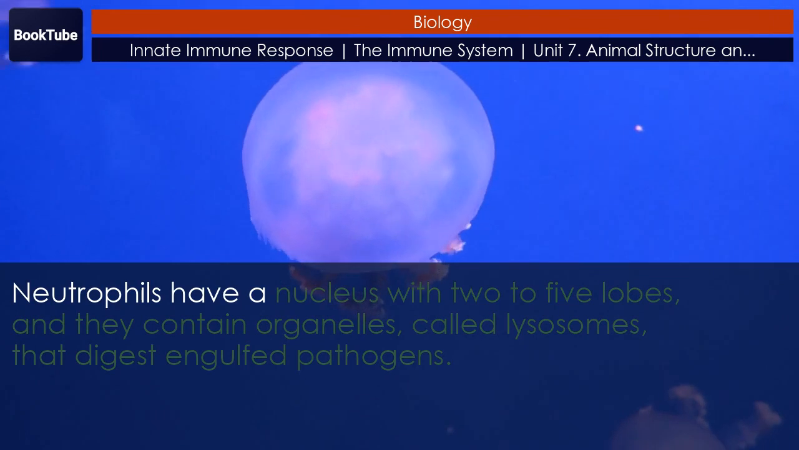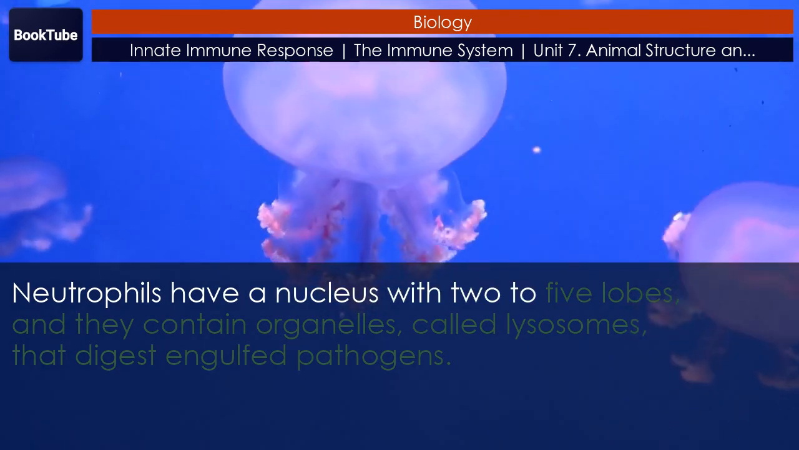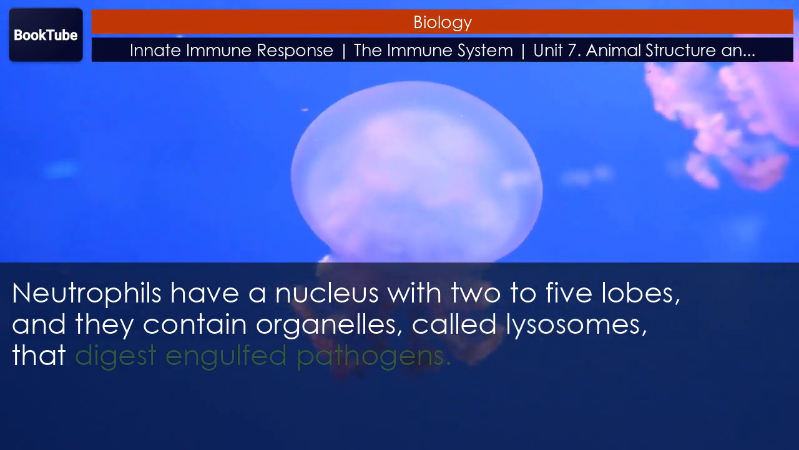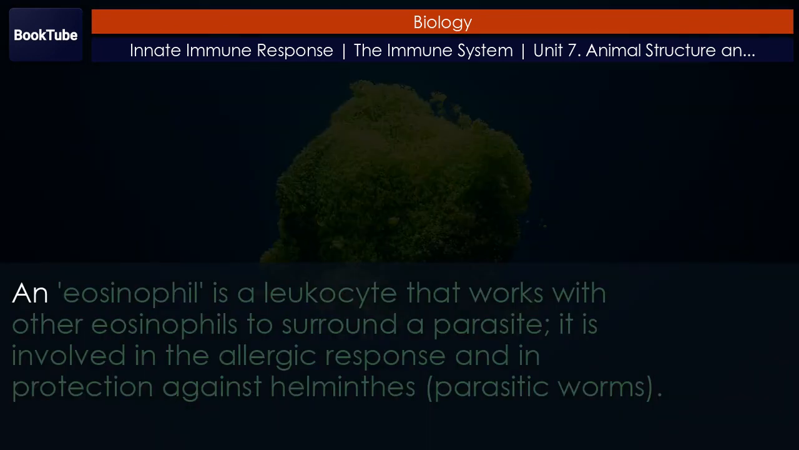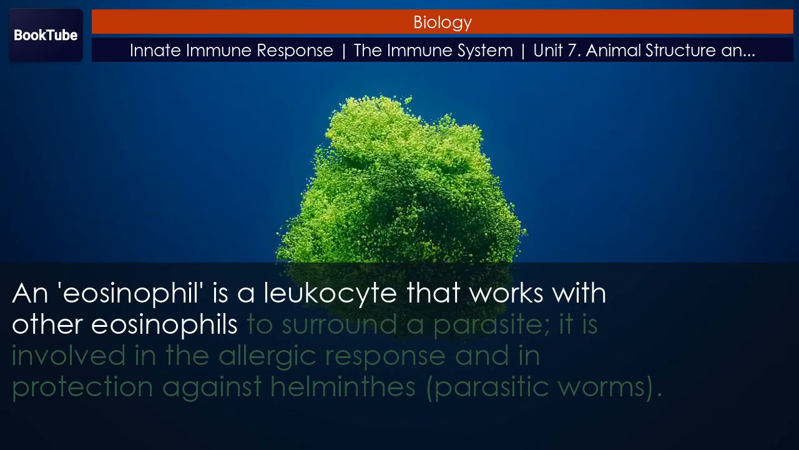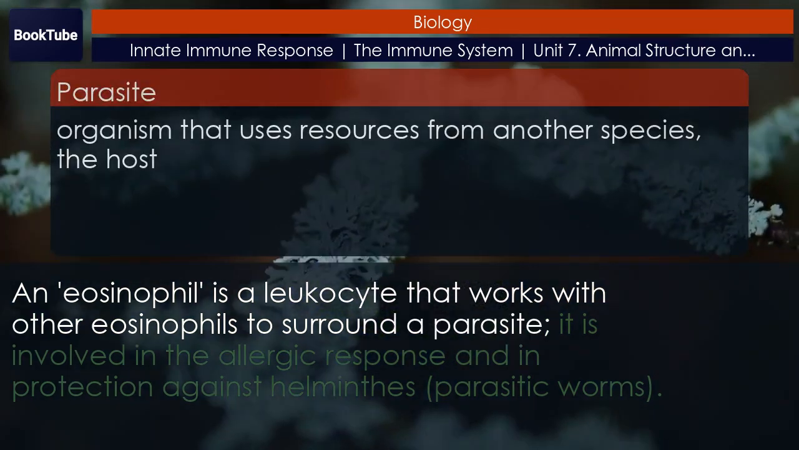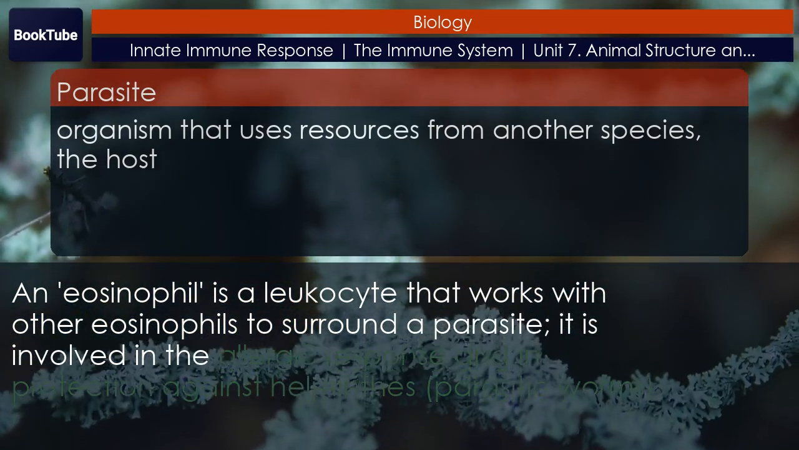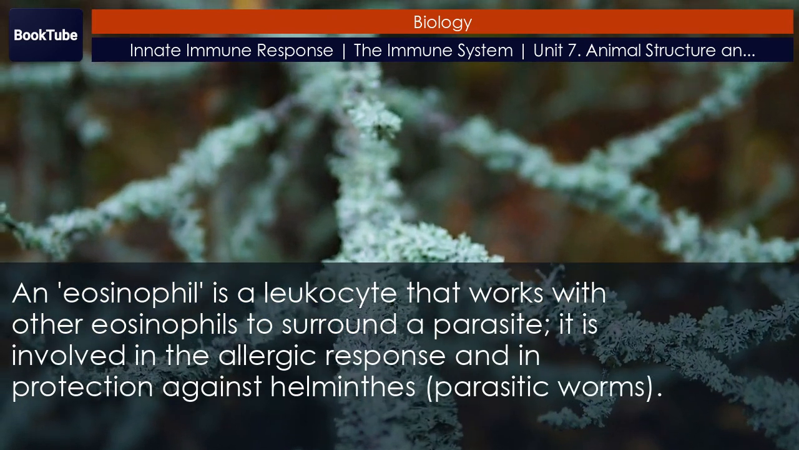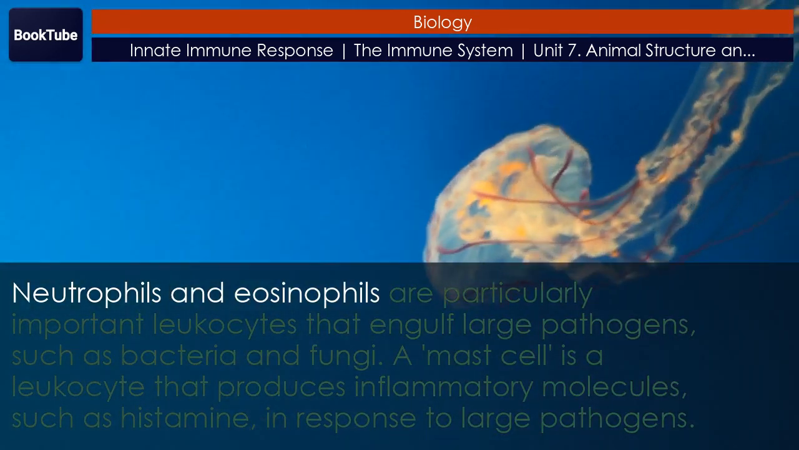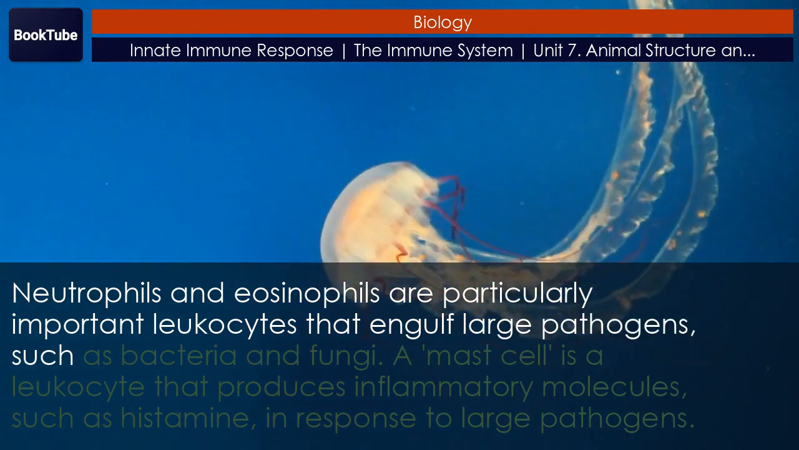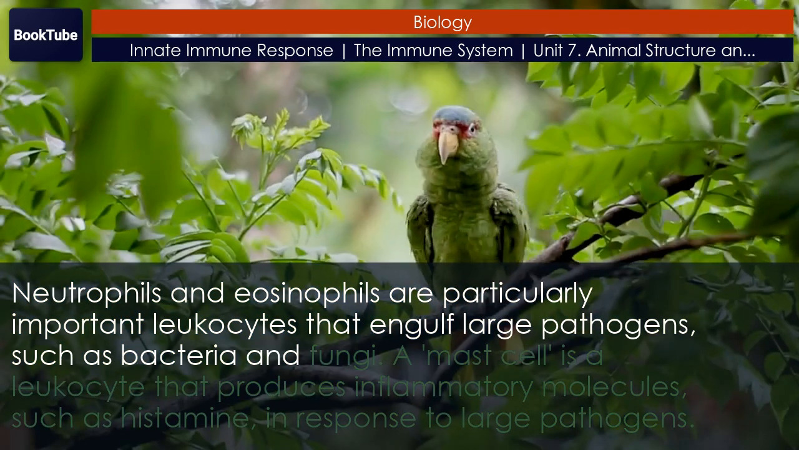Neutrophils have a nucleus with 2 to 5 lobes, and they contain organelles, called lysosomes, that digest engulfed pathogens. An eosinophil is a leukocyte that works with other eosinophils to surround a parasite. It is involved in the allergic response and in protection against helminths, parasitic worms. Neutrophils and eosinophils are particularly important leukocytes that engulf large pathogens, such as bacteria and fungi.